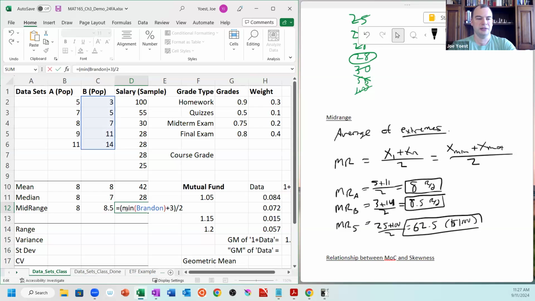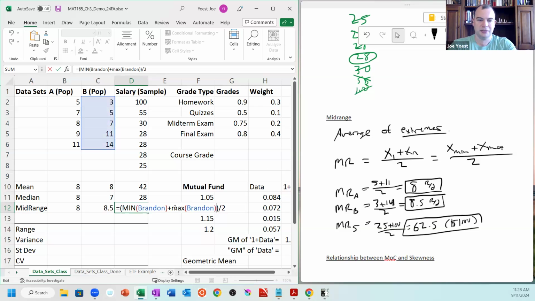Minimum of the Brandon data. That's what I want to be the first term in the numerator. And I could even hit enter here and just make sure that it works, that it computes and doesn't crash anything. I didn't miss a parentheses or anything. And then what do I want as the second term in the numerator? The maximum of the Brandon data. So I can build up a formula component by component if I want, if it's getting a little bit complicated.